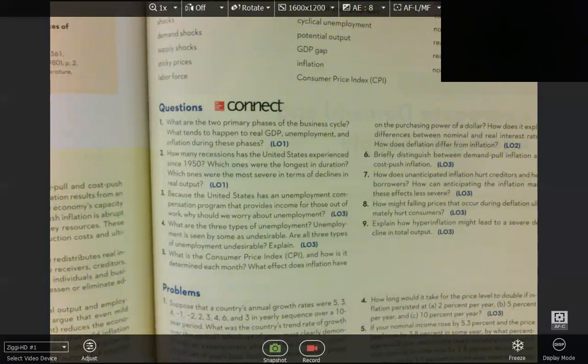Questions on that? So we've got 3 types of unemployment, right? What are the 3 types? Frictional? What's frictional? It's where you're looking, yeah. So when you graduate and you're looking for a job, that's frictional.